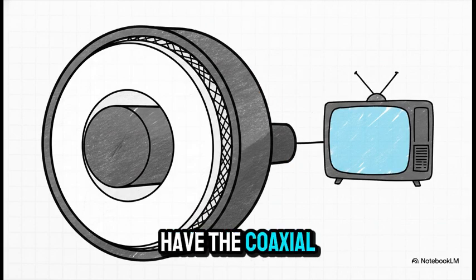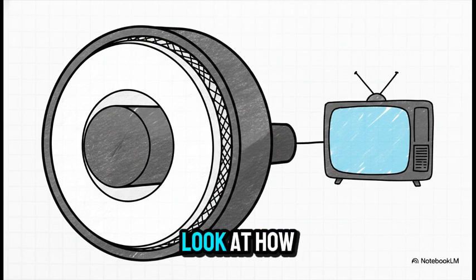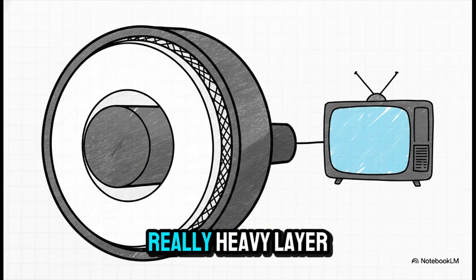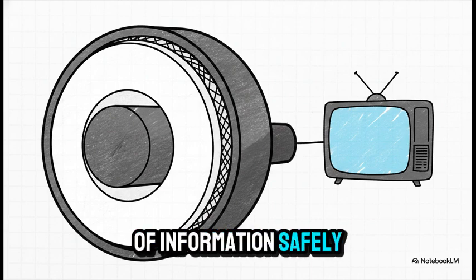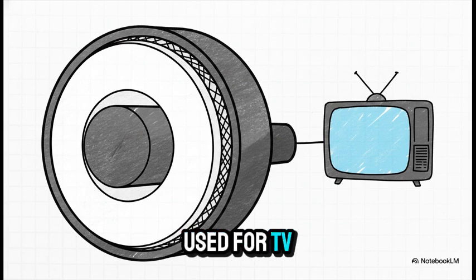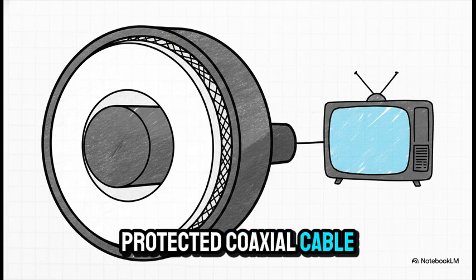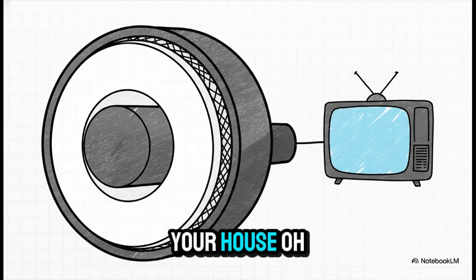Next up, we have the coaxial cable. Man, look at how thick that is. This cable is very thick and wears a really heavy layer of protection. Because it's so well protected, it's awesome at carrying a lot of information safely. This is the cable that's mostly used for TV systems. When you turn on your television in the living room to watch a show, it's usually a thick, protected coaxial cable that's bringing that show right into your house. Oh, and it's used for some internet connections too.